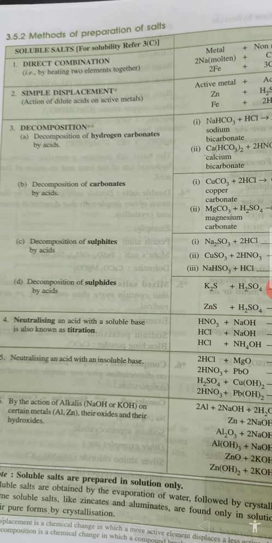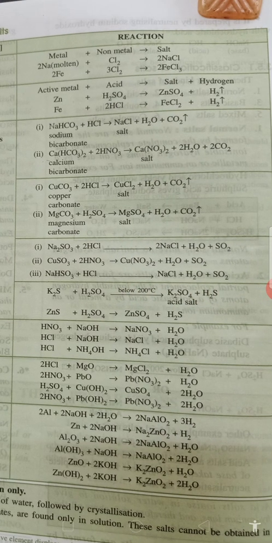Then the next method is, children, by decomposition, that is decomposition of hydrogen carbonates by acids, decomposition of carbonates by acids, decomposition of sulfites by acids, decomposition of sulfides by acids. This reaction, children, you have studied in the part on acids, where we studied that all the carbonates and bicarbonates react with dilute acids to give you salt, water, and carbon dioxide.